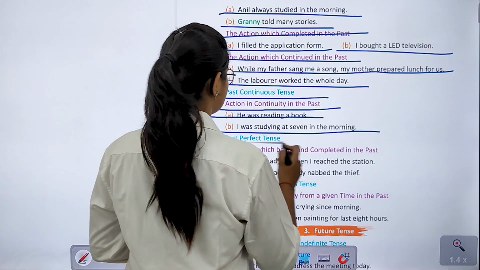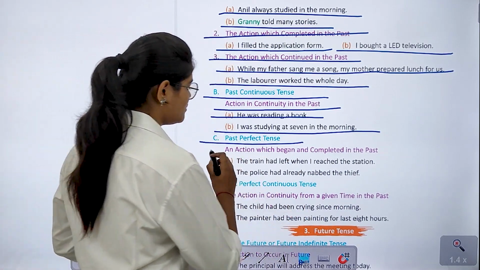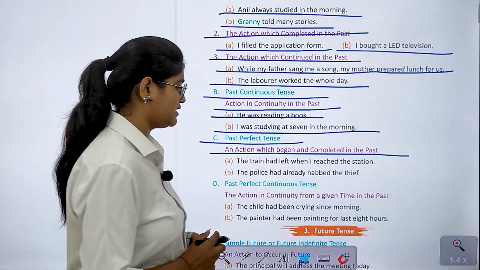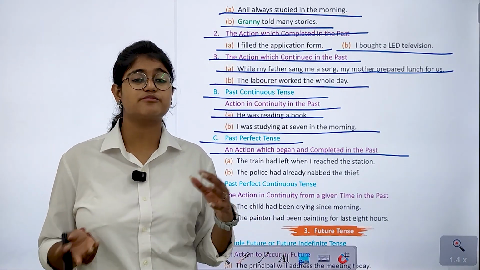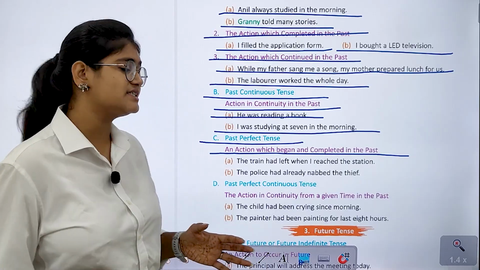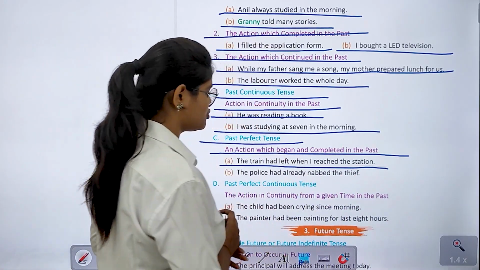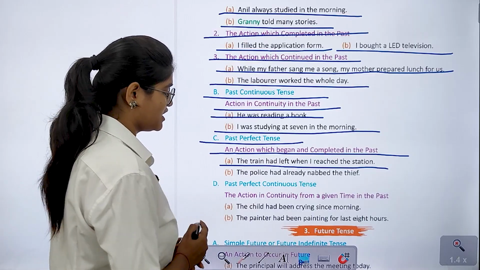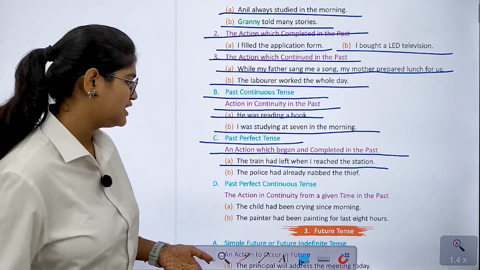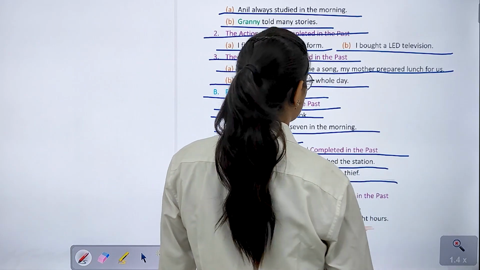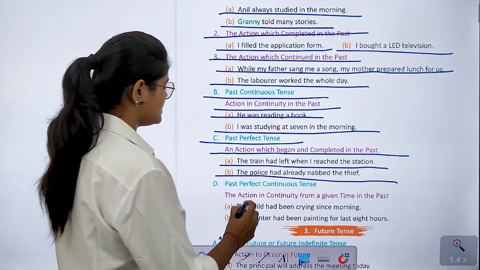Next is the past perfect tense. Now what is the past perfect tense? An action which began and completed in the past. कि कोई ऐसा काम जो पास्ट में ही शुरू हुआ था और पास्ट में ही खत्म हो गया, बट हम उसकी बात अब कर रहे हैं. So this is the train had left when I reached the station. कि ट्रेन मेरे पहुंचने से पहले ही जा चुकी थी, right? After that, the police had already nabbed the thief, right? So I hope you all are clear to there.